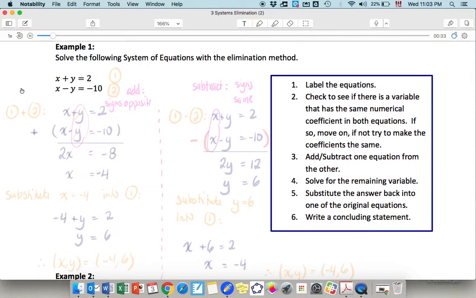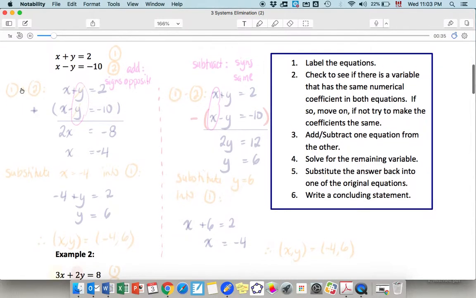So if we look at our first example, we have x plus y is equal to 2 and x minus y equals negative 10. So same as before, we're going to label our first equation and our second equation. And this system is kind of set up nicely for us because if I were to add both equations or if I were to subtract both equations, I would be eliminating one of the two variables. So both cases are going to work. So we're going to look at what happens when I do it both ways.